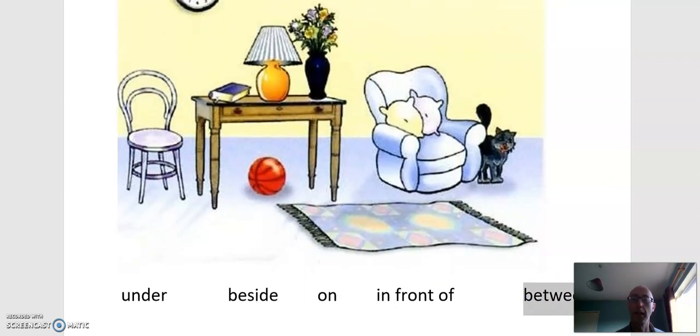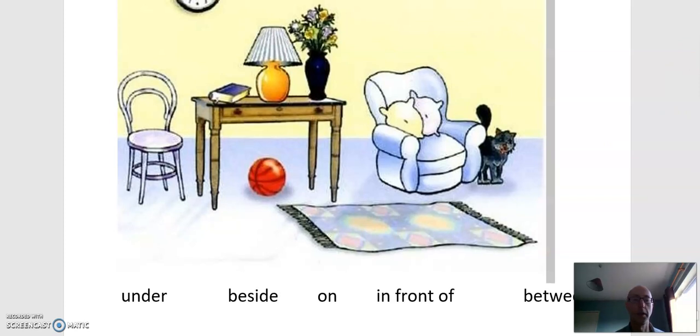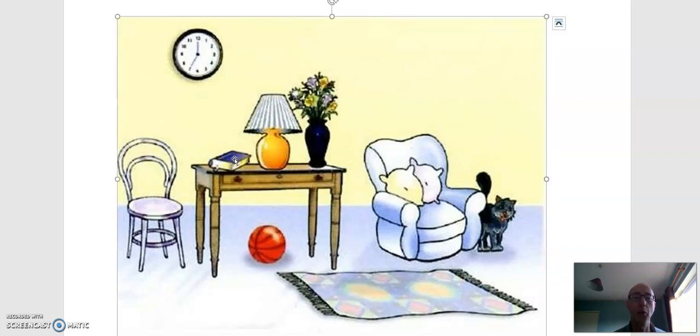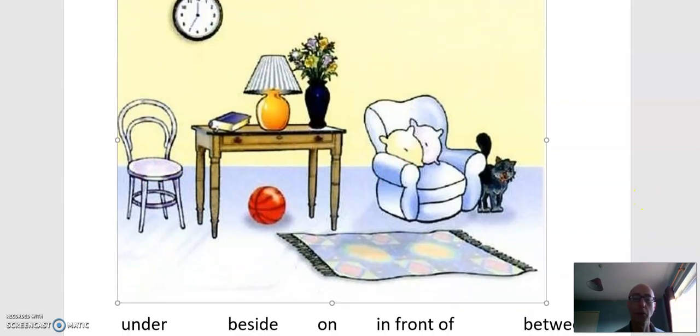Between. Can you find any betweens here? Well, let's start with on the table. Is there anything between something here? See if you can make a sentence about the lamp, for example. We can start with the lamp is between the book and the vase. The table is between the chair and the armchair. They're the best ones, really.